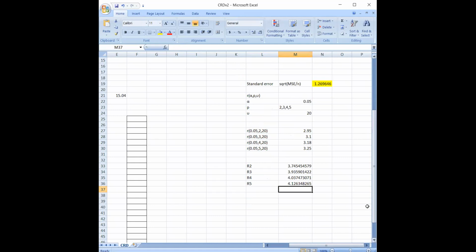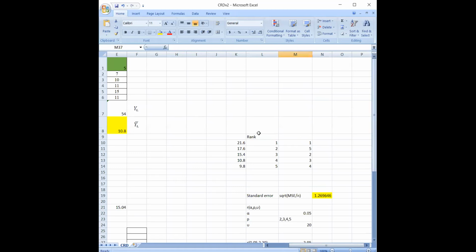Right, so you can calculate the least significant ranges using this formula. After calculating the least significant ranges, now we have to do the comparisons. When you're doing the comparisons, you have to always start with the largest mean value. Here the largest mean value is 21.6. Okay, so in this case, I will just write down the treatment here.